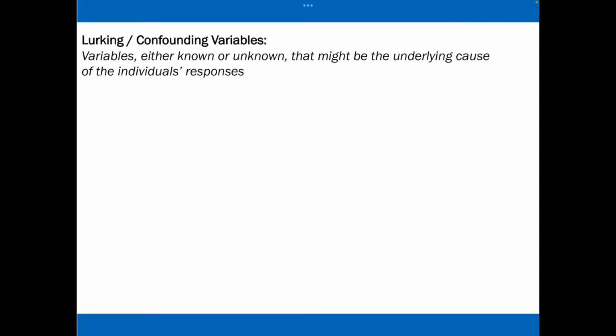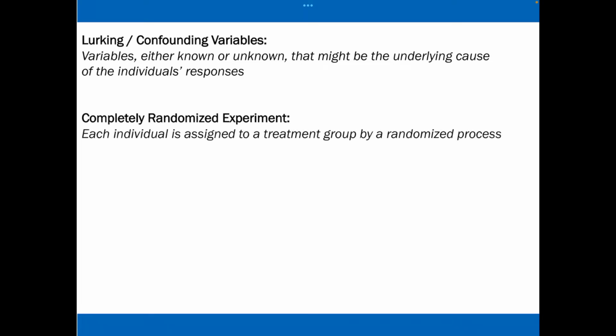And there's a couple real important principles that we try to follow. The first is randomizing the experiment. And we might start with a completely randomized experiment, which is where each individual is assigned to the treatment group or the control group by a completely randomized process. And this is typically what we try to do.